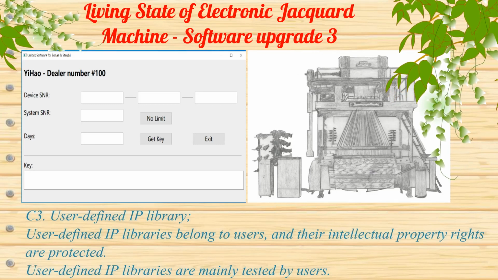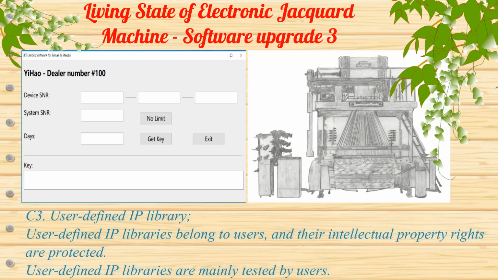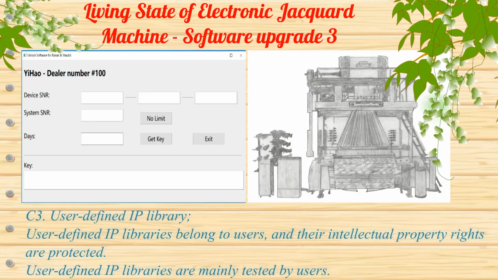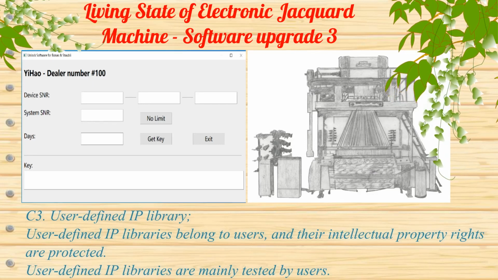C3. User-defined IT library. User-defined IT libraries belong to users, and their intellectual property rights are protected. User-defined IT libraries are mainly tested by users.